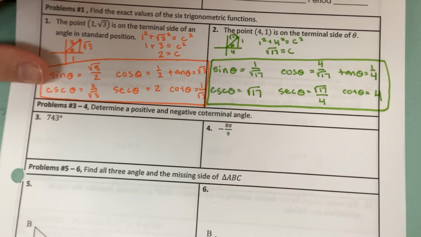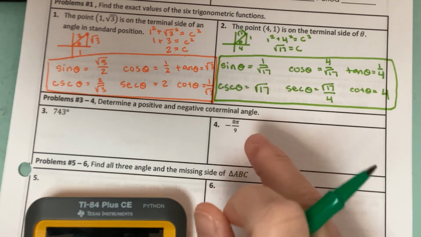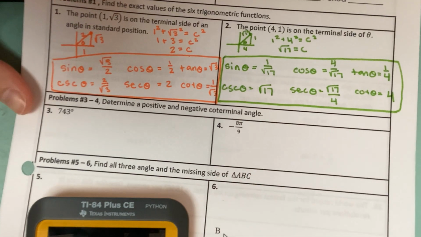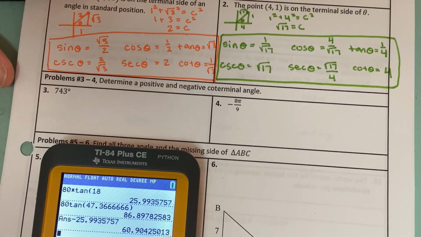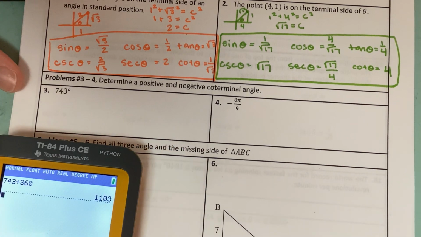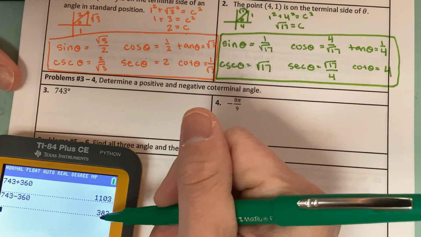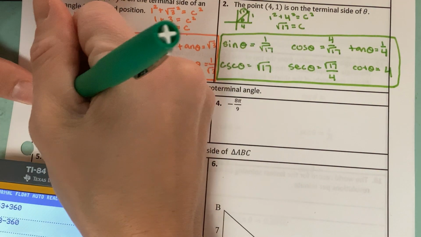All right, determine a positive and negative coterminal angle. The whole test is calculator, but you are going to need to leave your answer in terms of pi on some of it. So the 743 is pretty easy. 743, we're going to add 360. Well, I might even be able to subtract 360 and still get a positive. So either one of these could be positive coterminal angles. So there's lots of answers you could write here.